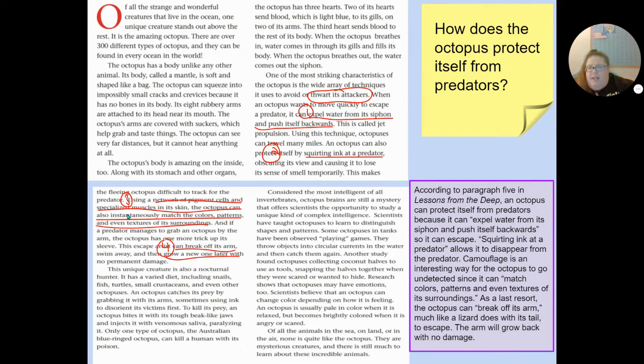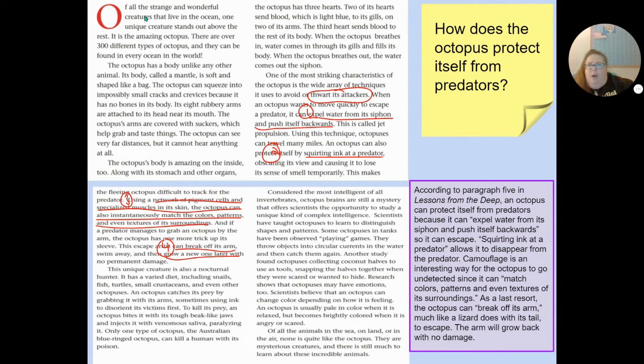This escape artist can break off its arm and swim away, and then grow a new one later with no permanent damage. Okay, now I'm just processing that right now. There's 4 different ways that they can avoid being attacked, okay? And one of them is like a lizard's tail, okay? So, did I find the answer to my question in one sentence? No, I did not. I found it all across this one paragraph.